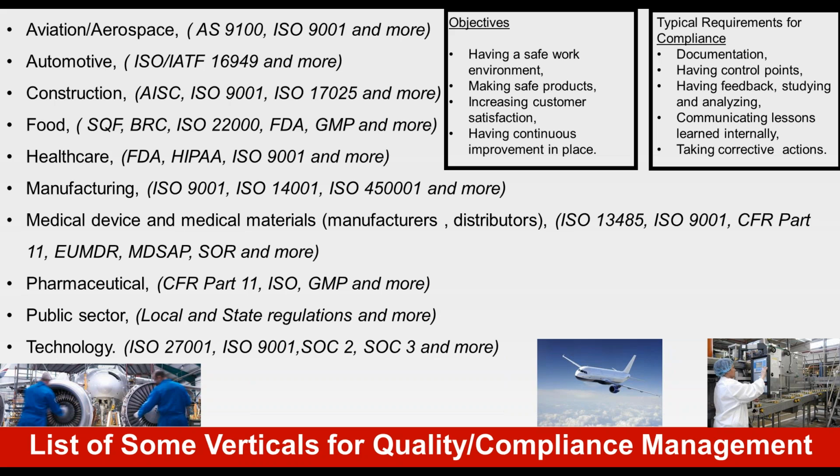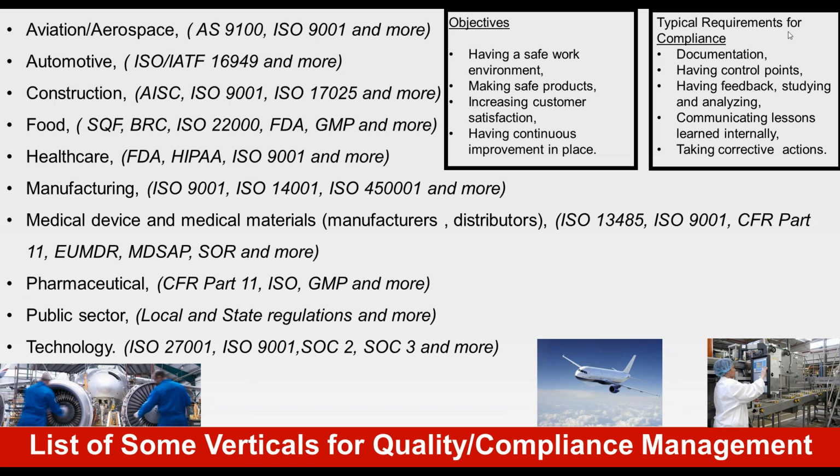And when we look at all of these quality management systems, they have certain objectives. One of them, for example, is having a safe working environment, no matter what you produce, no matter what type of service you provide. Making safe products is another important objective. Increasing customer satisfaction and having continuous improvement in place are critical objectives. And these are common objectives of any of these quality management systems that I'm listing on the screen. Of course, there are more of them. These are just some of them, vertical by vertical. However, the objectives are very, very similar.